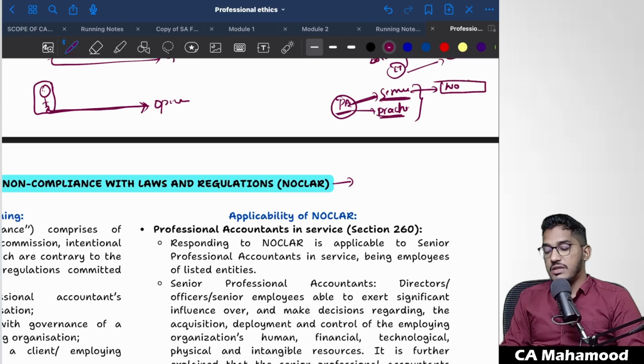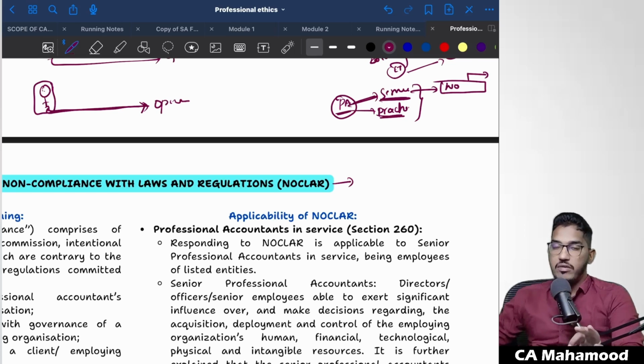you have to report it to the concerned persons outside the organization or inside the organization. So if you are a professional accountant in service, working as an employee in some company, in the course of your responsibilities, if you came to know that your client is violating some laws and regulations, it is your responsibility to communicate that non-compliance with appropriate persons, either within the entity or outside the entity.